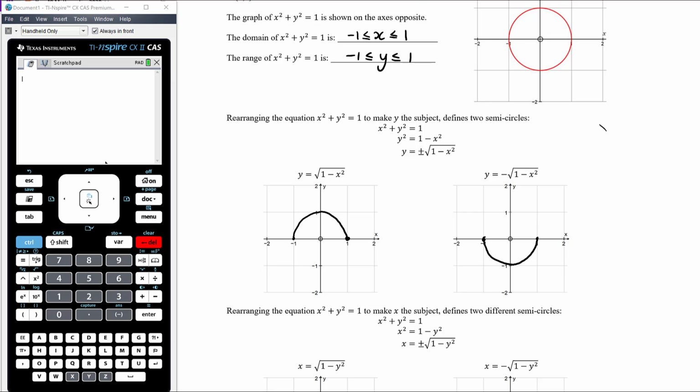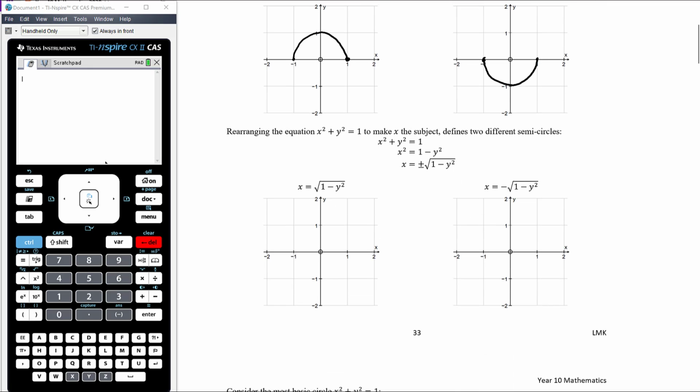Now interestingly, we could also choose to rearrange the equation of the circle to make x the subject. So subtracting y squared from both sides and then taking the square root, getting the positive and negative square root. And if we think about those two separate things, x equals the positive square root of 1 minus y squared versus x equals the negative square root of 1 minus y squared. So actually x equals the positive square root, positive x, it's also a semicircle, but it's this semicircle.